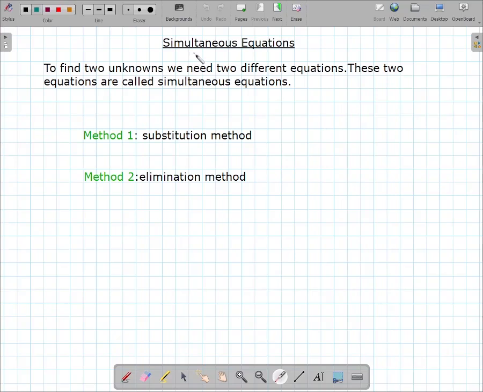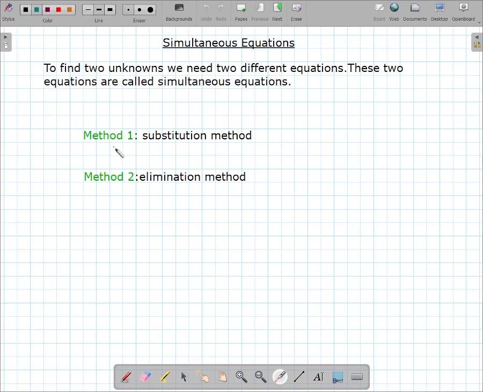Hi, today we are going to do simultaneous equations. In simultaneous equations, we have two unknowns. To find two unknowns, we need two different equations. These two equations are called simultaneous equations.